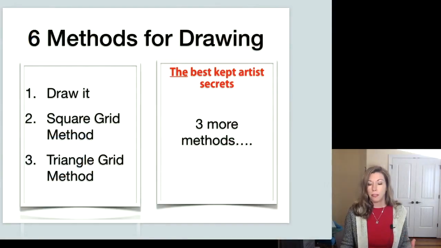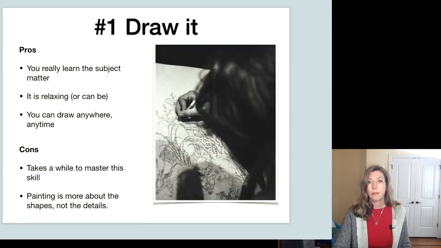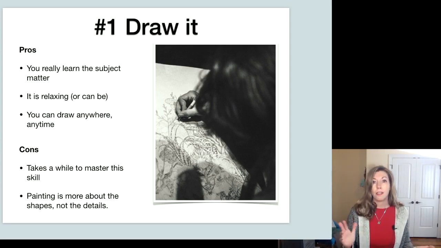So the first method is really to draw it. And I'm going to talk a little bit about this, show you some pros and cons of drawing, the square method and triangle method. So the pros of actually drawing is you really start to learn the subject matter. It can be very relaxing and you can draw anywhere, anytime. All you need is a pencil, pen, and an eraser, and a piece of paper.